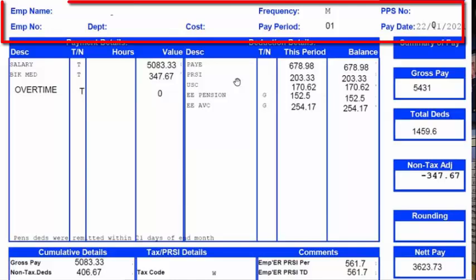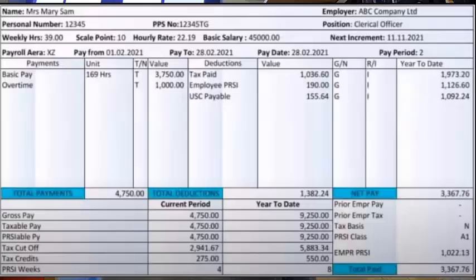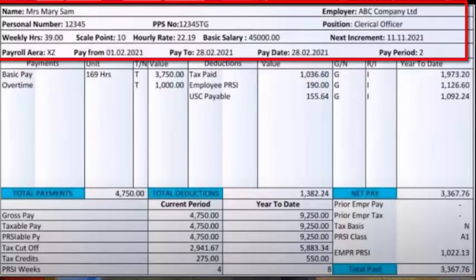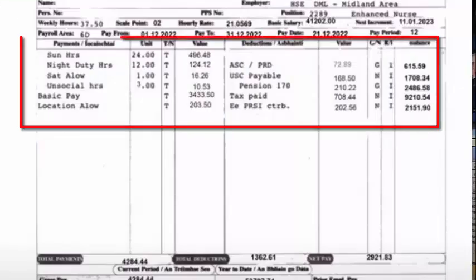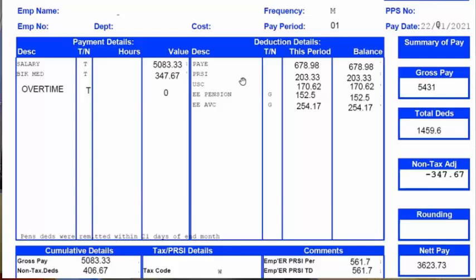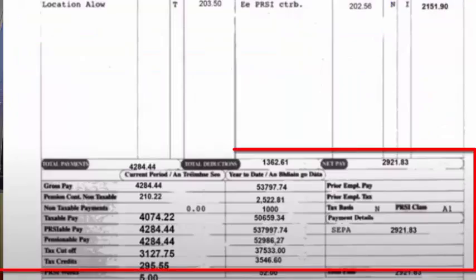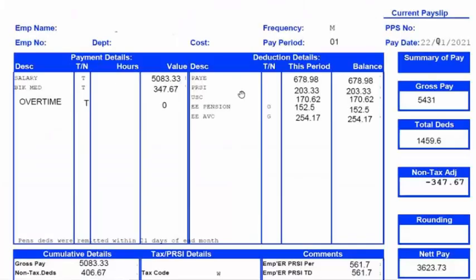Across the top, your master file and personal details appear. Details like name, PRSI number, job details, etc. In the middle are details of the current pay period, pay and deductions. Across the bottom are details relating to cumulative tax and details from your tax credit certificate.